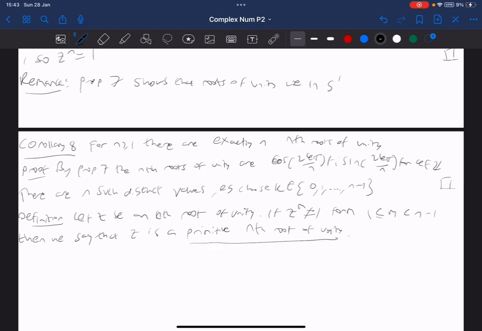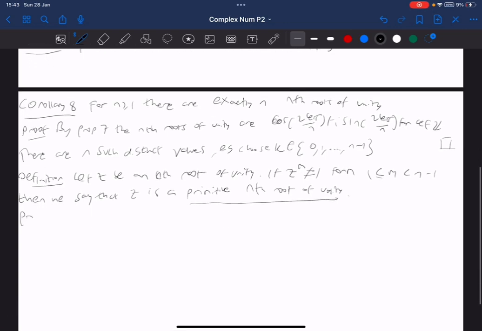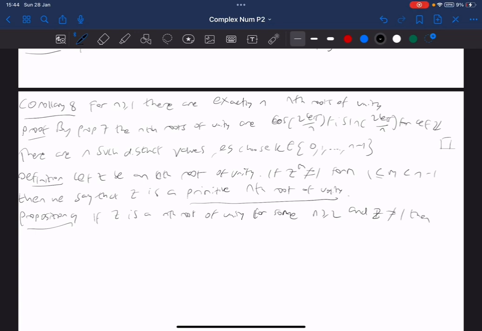That's the bit I'm defining, so I underline it. And from this, that brings us to the next proposition, which is known as proposition 9, and which says: if z is an nth root of unity for some n greater than or equal to 2, and z is not equal to 1, of course, then z to the n minus 1 plus z to the n minus 2 plus all the way up to plus z plus 1 is equal to 0.